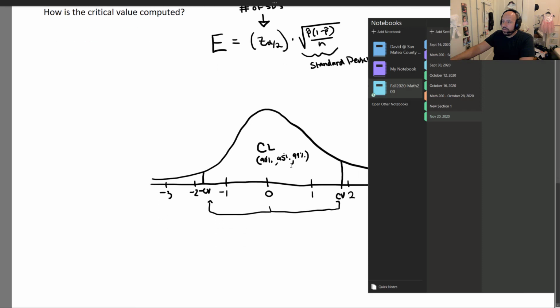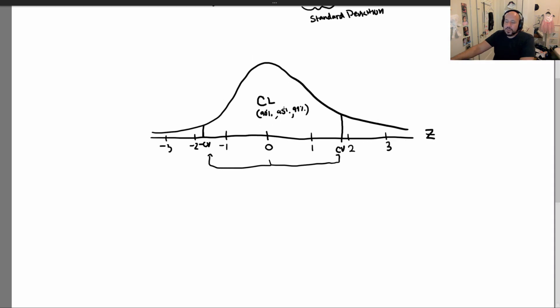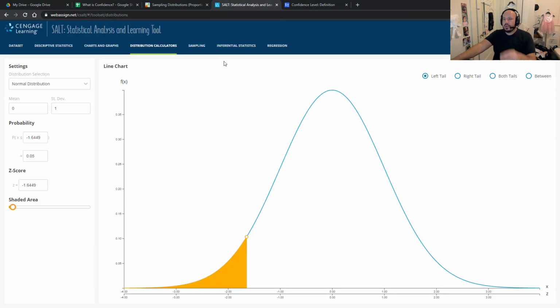So I'm going to go down here. This is our goal. Now I'm going to show you how it's done. How are these numbers actually computed? We're going to use SALT, the built-in technology inside of your homework. Here's what we're going to do in SALT to get this particular value. I have SALT already pulled out. We're going to use the normal distribution.